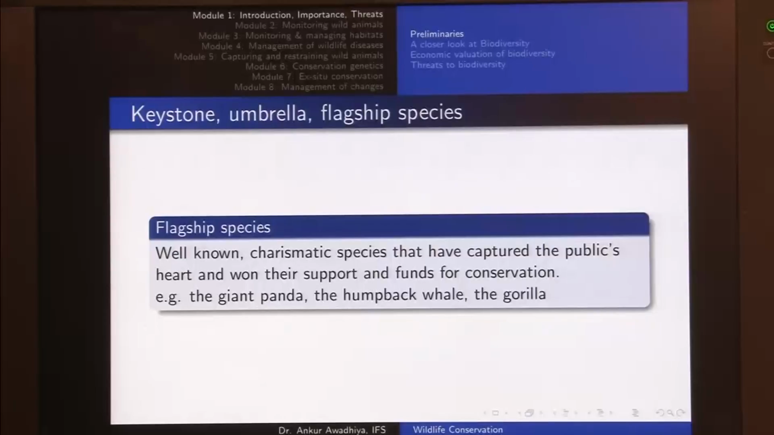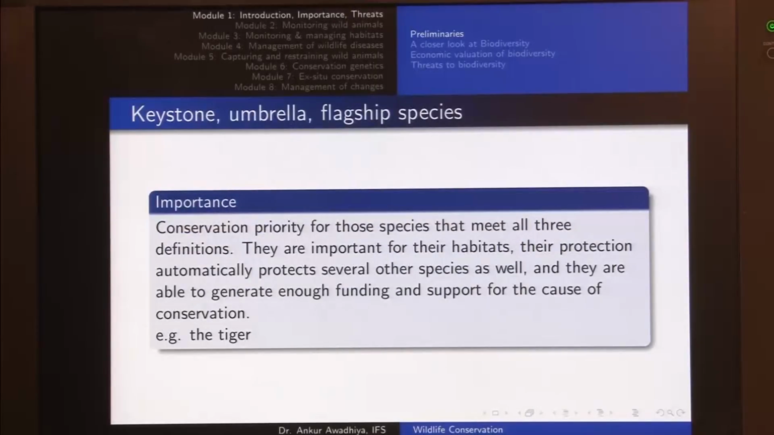But then when we have all of these three definitions together, what about those species that are keystone species, that are umbrella species, and that are also flagship species? So that would be the best of all the worlds. So conservation priority is given for those species that meet all the three definitions. So they are important for their habitats, their protection automatically protects several other species as well, and they are able to generate enough funding and support for the cause of conservation.